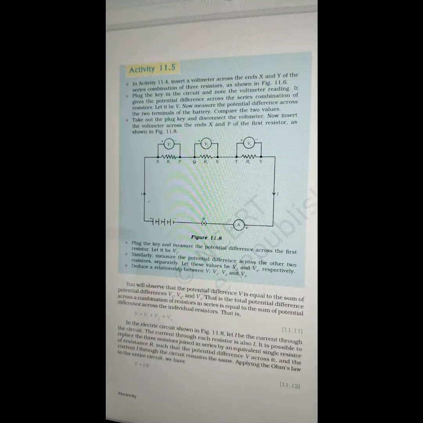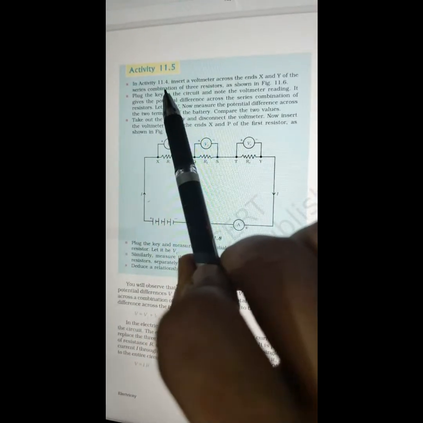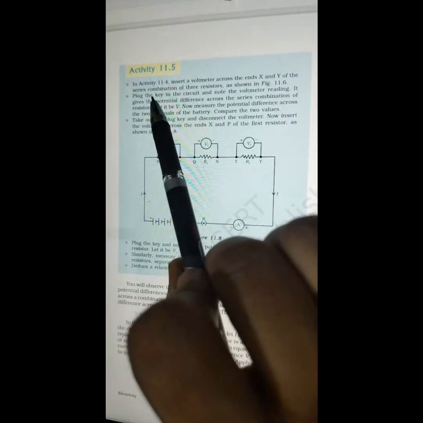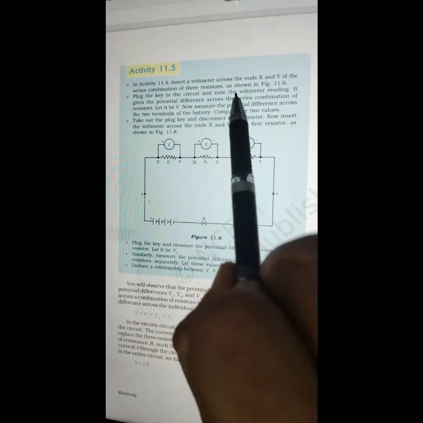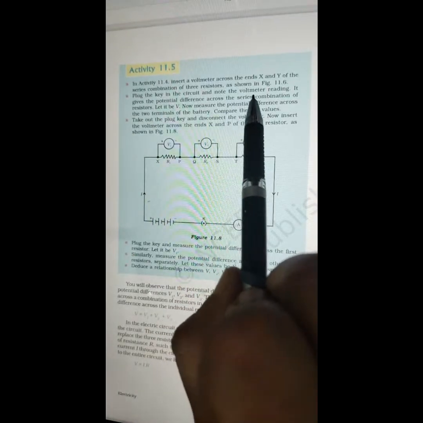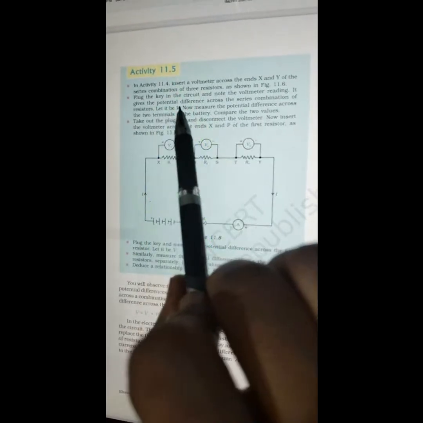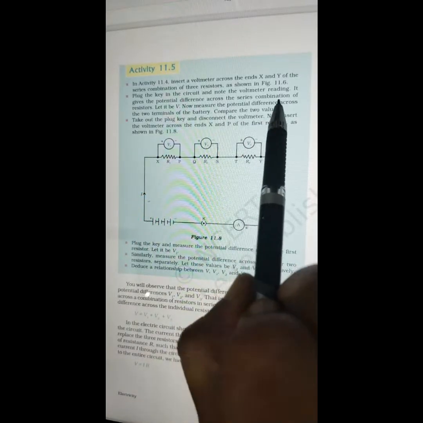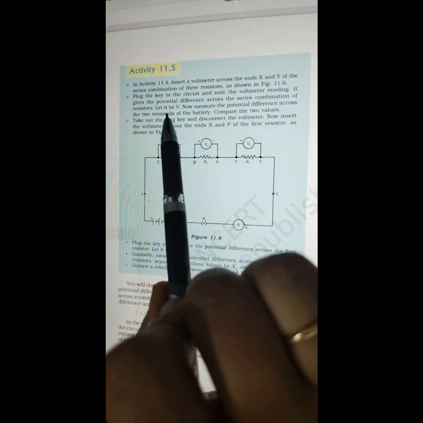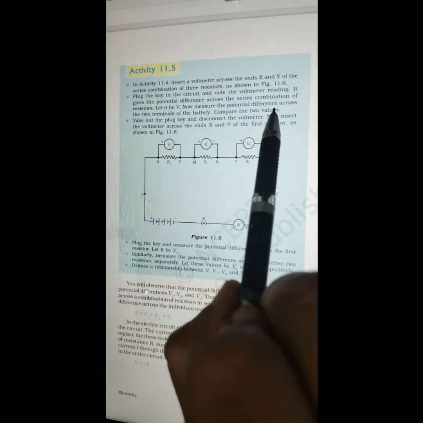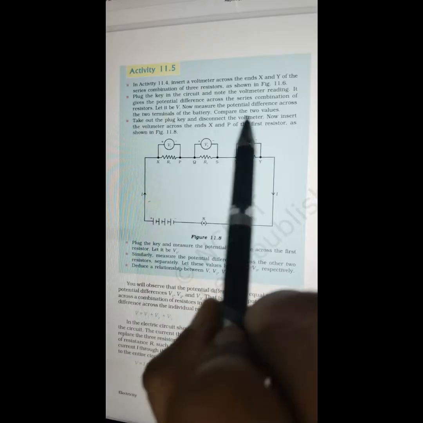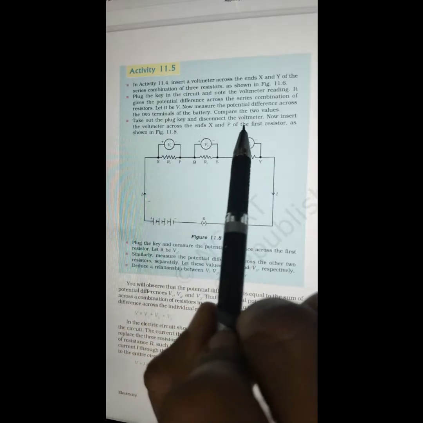Activity 11.5. In activity 11.4, insert a voltmeter across the ends X and Y of the series combination of three resistors as shown in figure 11.6. Plug the key in the circuit and note the voltmeter reading. It gives the potential difference across the series combination of resistors. Let it be V. Now measure the potential difference across the two terminals of the battery. Compare the two values. Take out the plug key and disconnect the voltmeter.